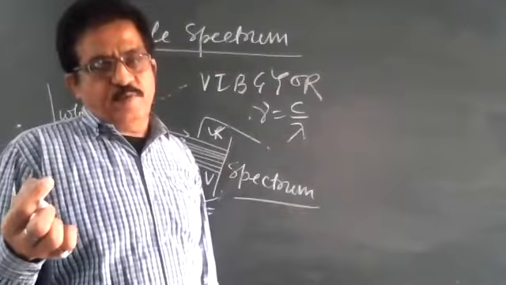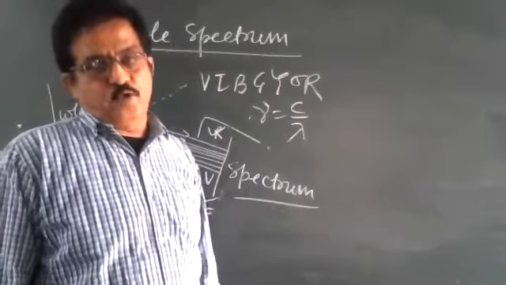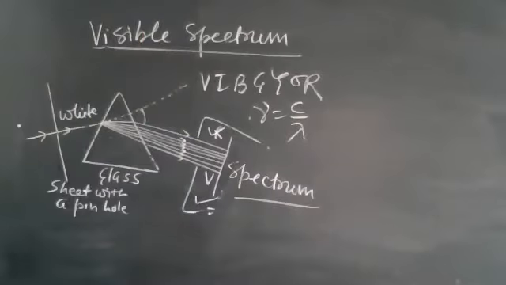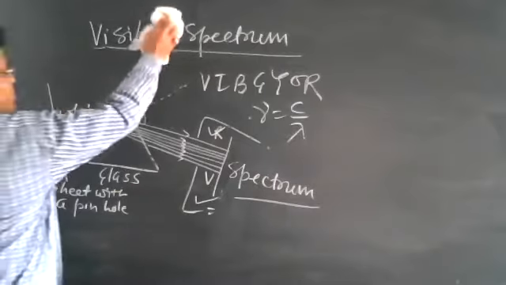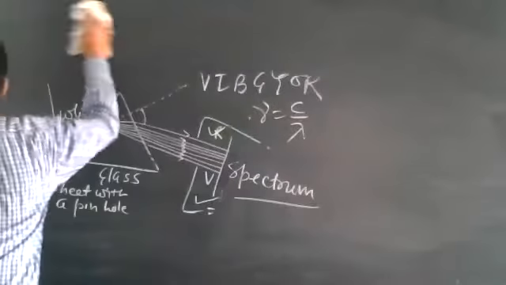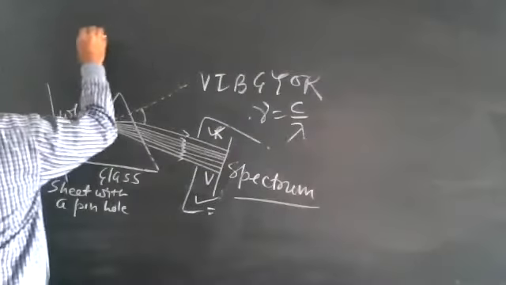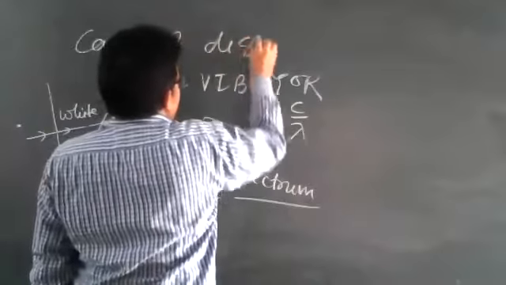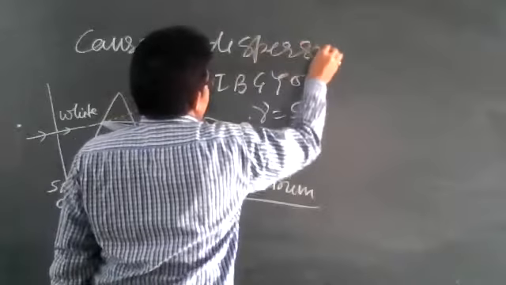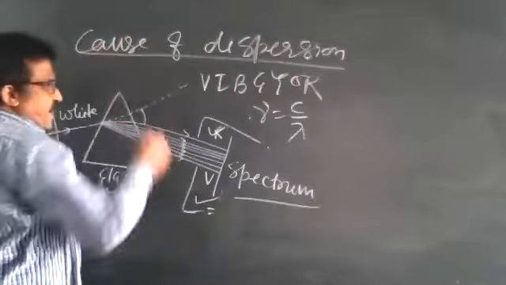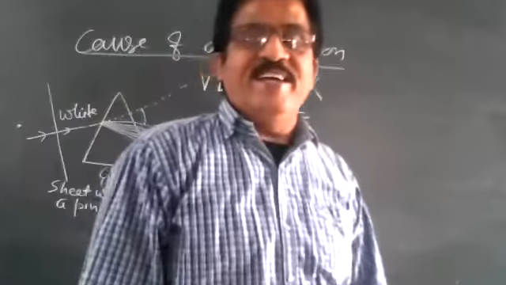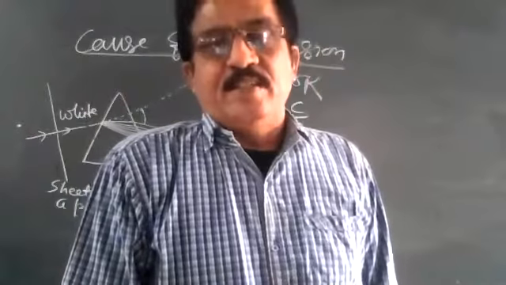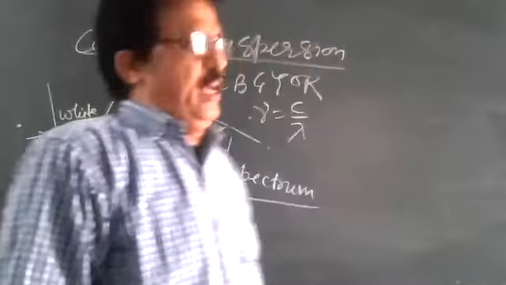Such a spectrum is also called a pure spectrum. उसको हम क्या कहेंगे बच्चों? Pure spectrum also we may say. Then what is the cause of dispersion? क्यों होता सर ये? What is the cause of dispersion? होता क्यों है? अभी अभी बताया मैंने. क्योंकि सबकी वेवलेंथ अलग अलग है, तो फ्रीक्वेंसी अलग अलग होगी. सब कलर्स की वेवलेंथ अलग अलग है.